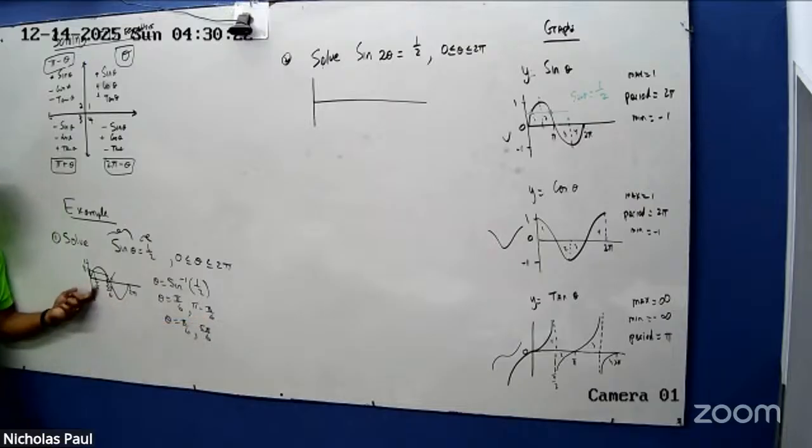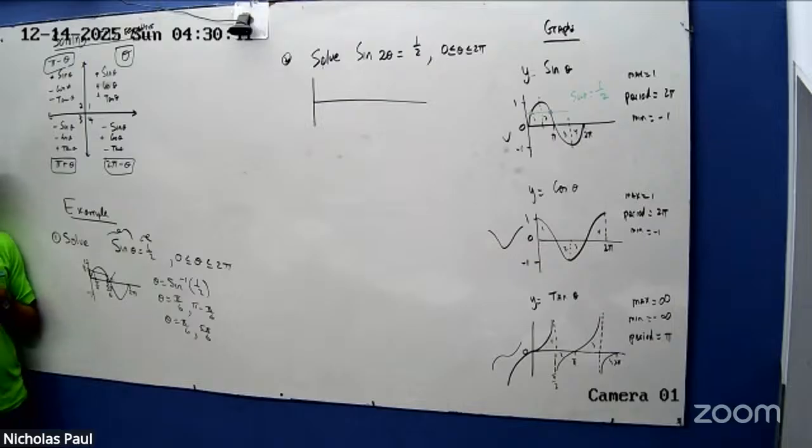What I was showing you here graphically, when I draw the line y equals a half, and I draw the line y is sine theta, where the line and the curve meet, those are the two answers. If you draw it graphically, but we just sketch it, right? Are you okay with that?